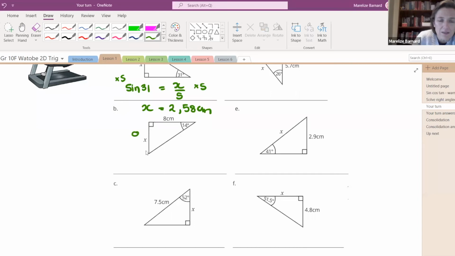Right, let's do this next one. Opposite, hypotenuse, adjacent. We are going to use opposite and adjacent, that is tan. So tan of 14 degrees is x over 8.